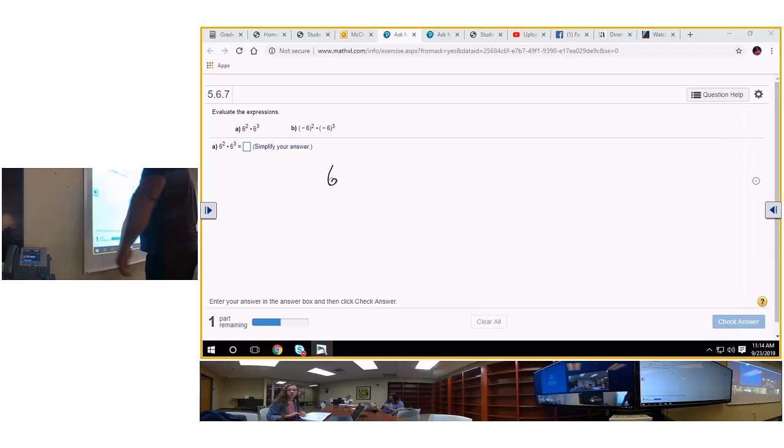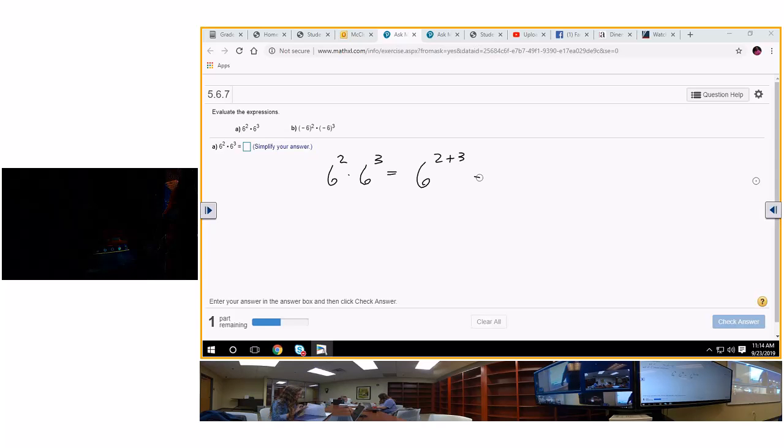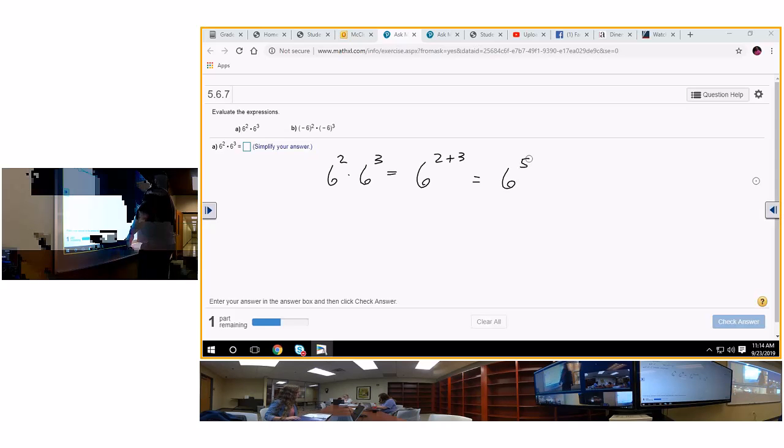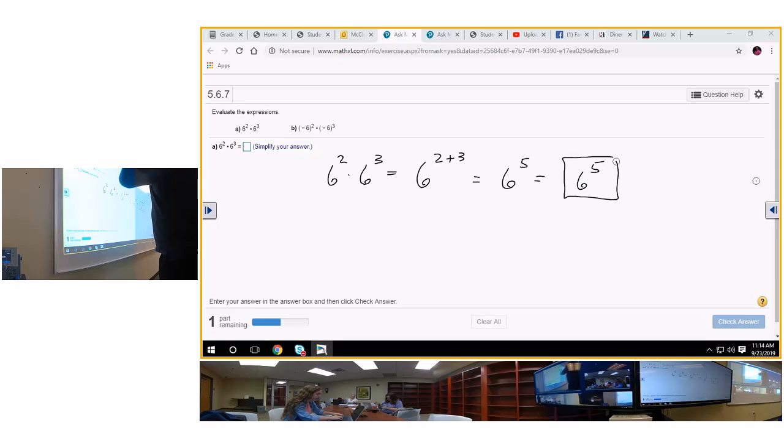Six to the second times 6 to the third is equal to 6 to the 2 plus 3, which is equal to 6 to the fifth, which is equal to some positive number. I don't know what it is, but it's 6 to the fifth. So whatever that number is, you either type that number in or type in 6 to the fifth.